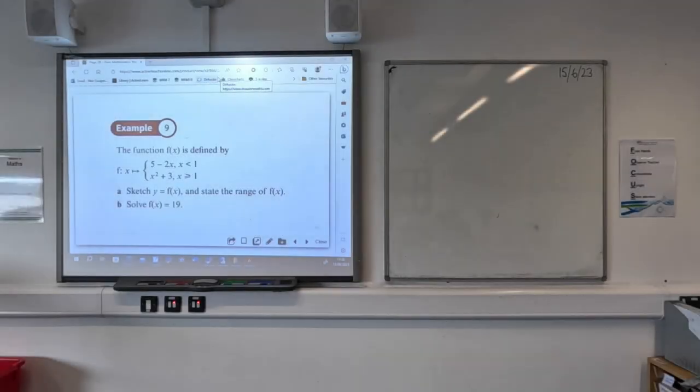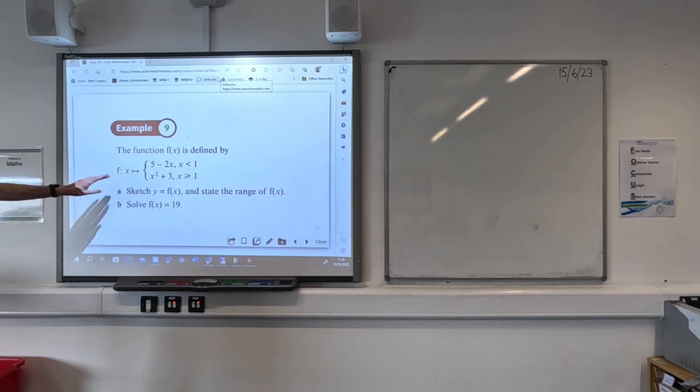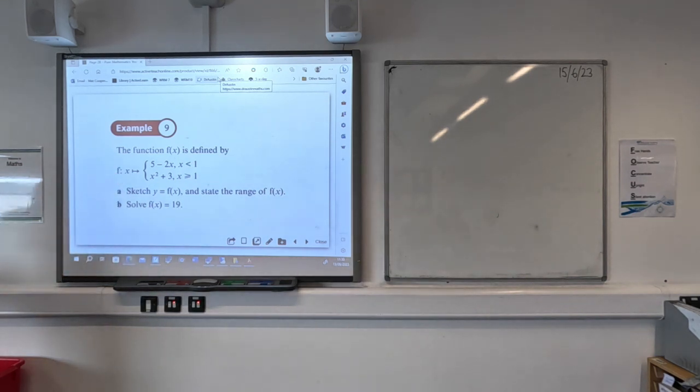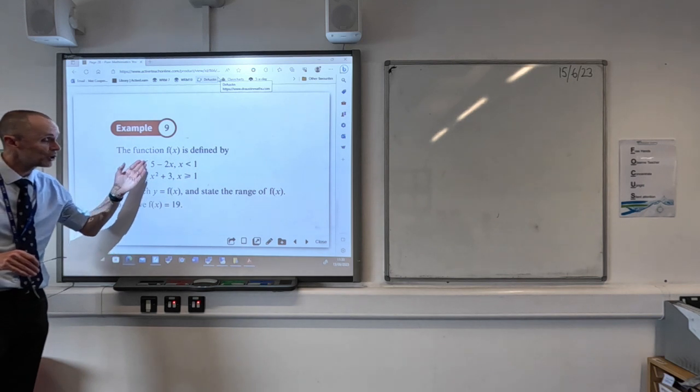Okay, so here's another function definition, and this one looks a little bit different. You can see that we've got this alternative f of x notation, but that doesn't spook us. We know that's just another way of writing y equals or f of x equals. It just means the same thing. But this function has two parts to it.